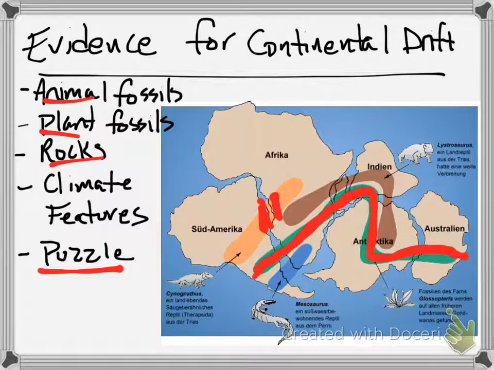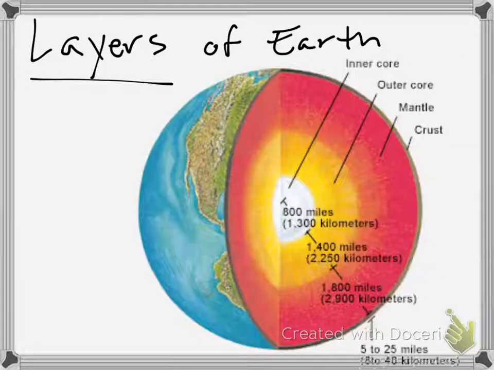Another is some climate features. We have areas of South America that are very warm, but they're showing evidence of glacial movement on them. So we have rocks that are carved, even though there's no glaciers in that area now. So we have an idea that at one point these were together and the Earth had very different climate features. And then, of course, the puzzle piece that I mentioned.